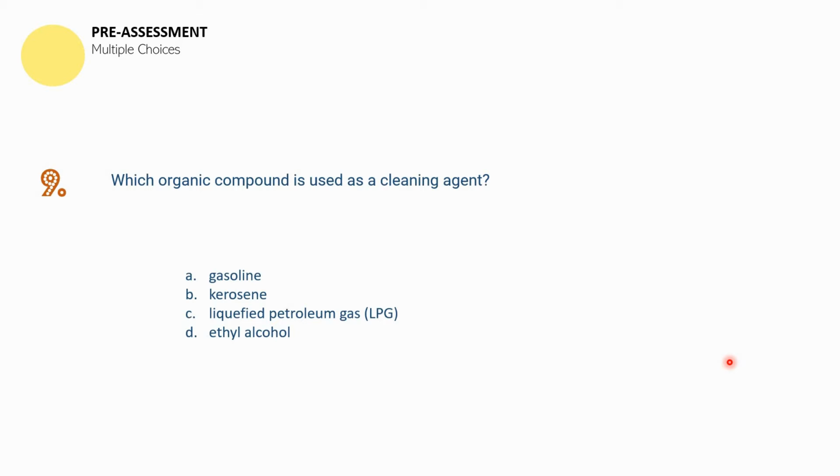Which organic compound is used as a cleaning agent? A, gasoline. B, kerosene. C, liquefied petroleum gas or LPG. D, ethyl alcohol. Pause this video if you need more time. If you have decided to continue, let us move to question number 10.